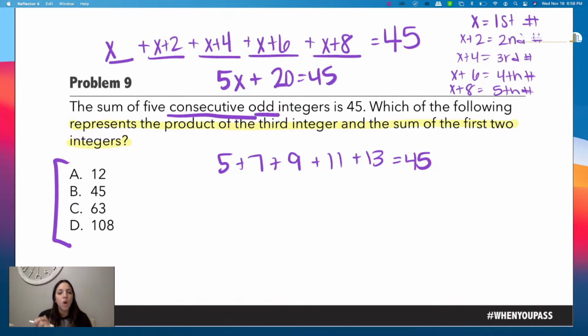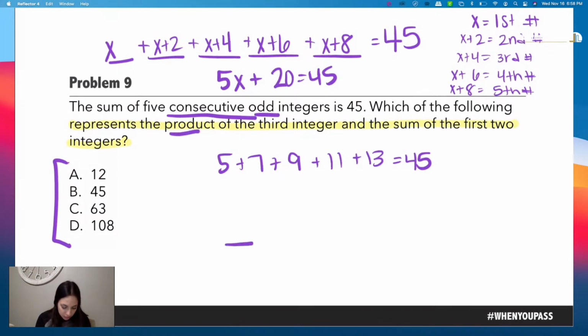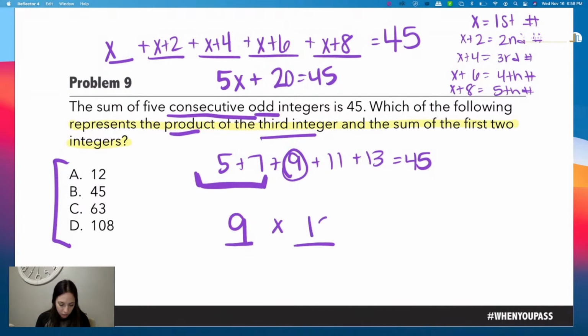Now, what is the product of? That means the answer to a multiplication problem. Something times something. The third integer, 9, and the "and" separates what I'm multiplying. The sum of the first two integers. What is the sum of the first two integers? 12. 9 times 12 is 108. And that's my answer.